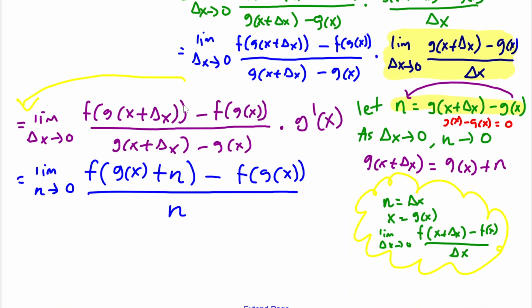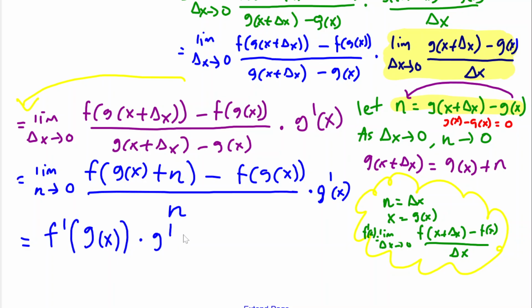So if it fits this form, we know that this would be f prime of x, right? F prime of x is this guy. So in this case, I forgot to add the g prime of x here. We have f prime of x, but what is our x? Our x is g of x. So f prime of g of x times g prime of x. Okay, it's a lot to process. Let's go through this again.